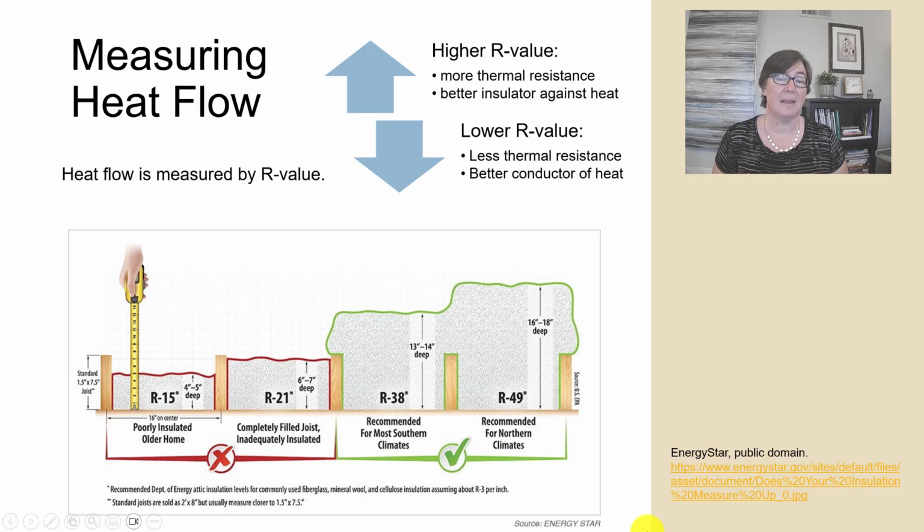So our topic today is a part of building science. And we know it's science because we can measure it. How do you measure heat flow? We measure it in R value, R for resistance. And a higher R value has more thermal resistance. It's a better insulator against heat flow and heat movement. A lower R value is going to have less thermal resistance, and a material that has a lower R value will be a better conductor of heat.